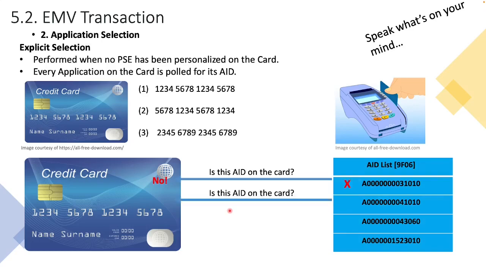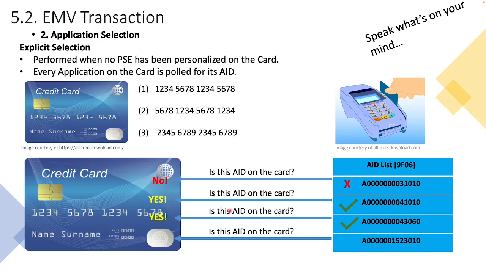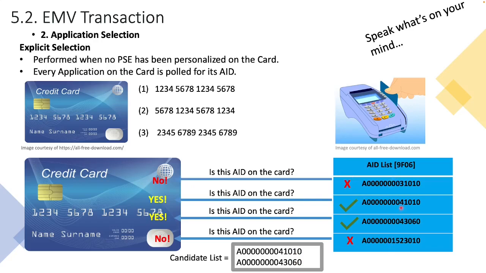It then says, card, do you have application ID A8041010? And the card says, yes, I do. So the terminal says, okay, cool, I'm going to add this to the candidate list. Okay, and it does the same for the next one. Do you have it? Yes, it does. Add it to the candidate list. Is this AID present on the card? The card says, no, it's not. So exclude it. And so what you end up with is the same net result, right? We've got a candidate list with 2 entries, except that this was a slower way because the terminal had to run through its list of AIDs and poll the card one by one to see if the AID is present on the card.